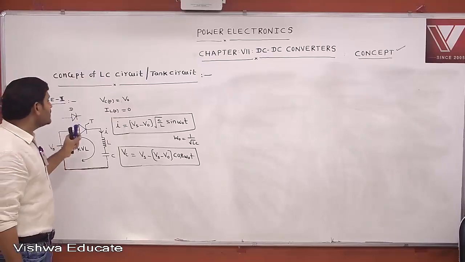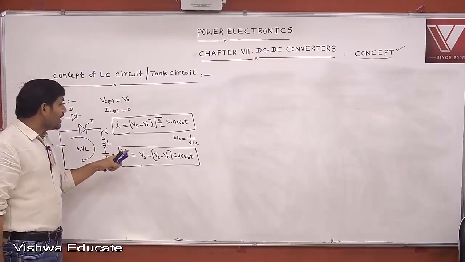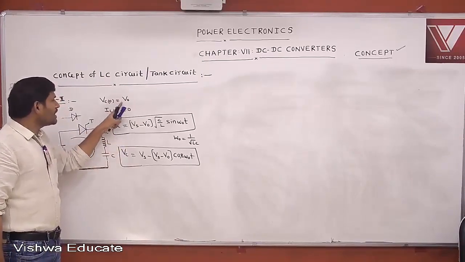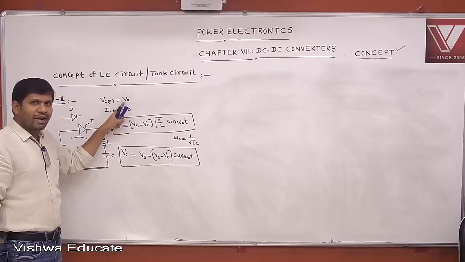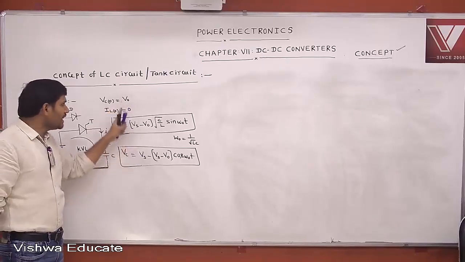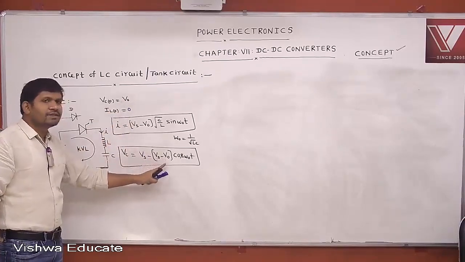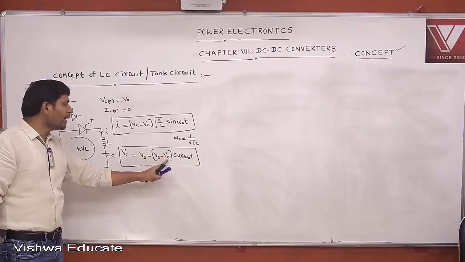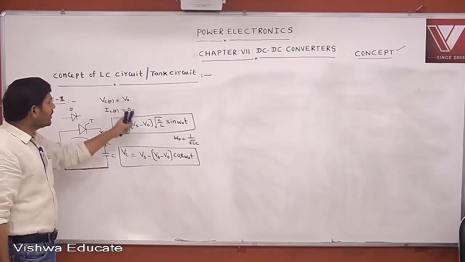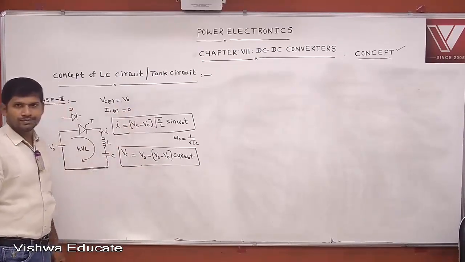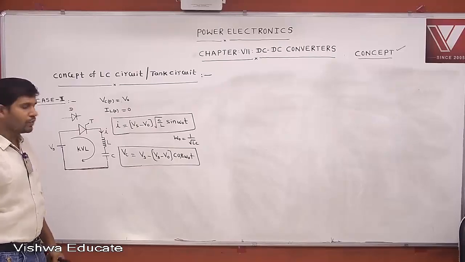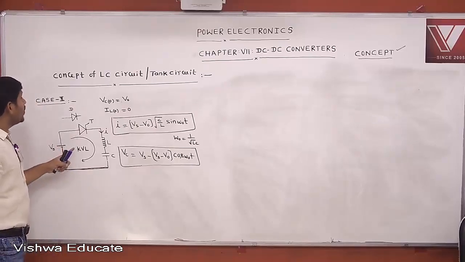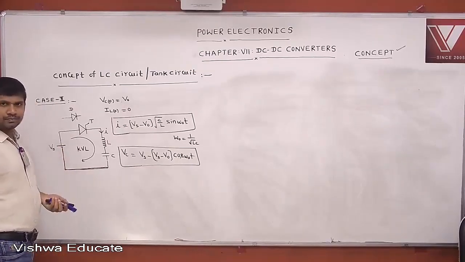Okay, this is about the case where the initial voltage across the capacitor is given as a negative voltage. If it is negative, then you take this as plus, because minus into minus becomes plus. This I have given with the assumption of positive voltage. Okay, this is about the case 2 condition.